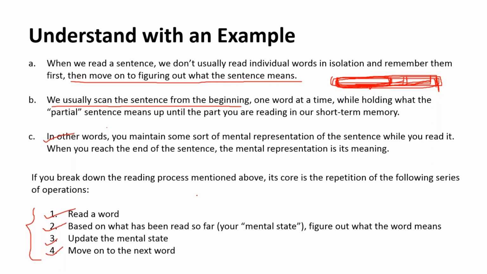Let's use this technique for implementing our RNN. Once we understand the sequence, first you read a word based on what has been read so far. Once your mental state is created based on what you read, you figure out what the word means, and then update the mental state. You update the mental state with each word, right? And then move to the next word. That's like your short term memory that helps you keep that meaning, and then you add the second word, and you come to another meaning, right? So that's how the complete sentence ends, and you get the whole meaning of the sentence.